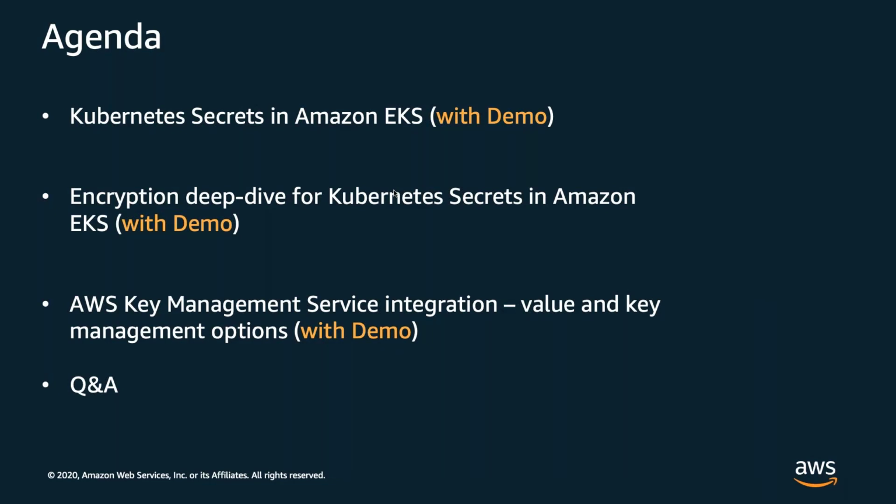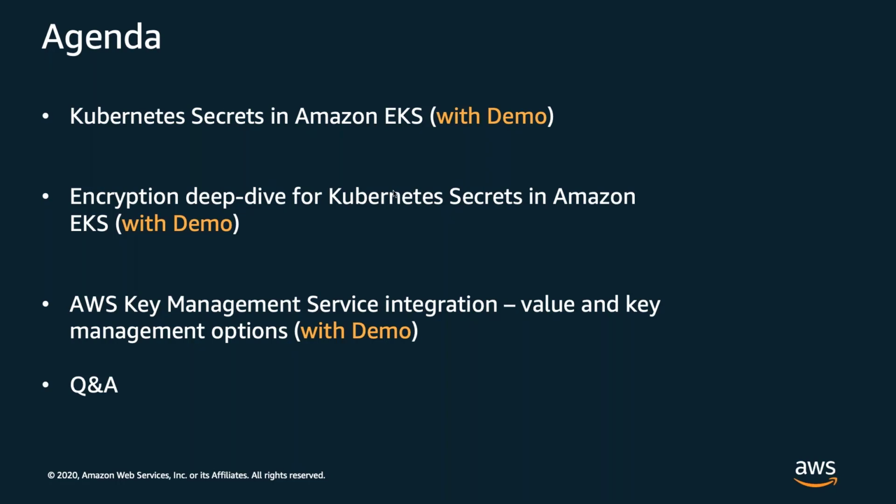This is a level 300 Tech Talk, so an understanding of AWS and Amazon EKS is expected. First, for context, we'll quickly understand the fundamentals around Kubernetes secrets. Next, we'll do a deep dive into how secrets are secured in Amazon EKS. And at the end, we'll learn of the key management options within AWS Key Management Service, or KMS, and the value each option provides for your Amazon EKS cluster secrets. I have a demo to accompany each of these topics as well.